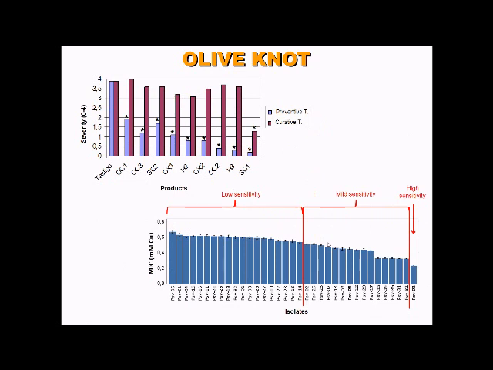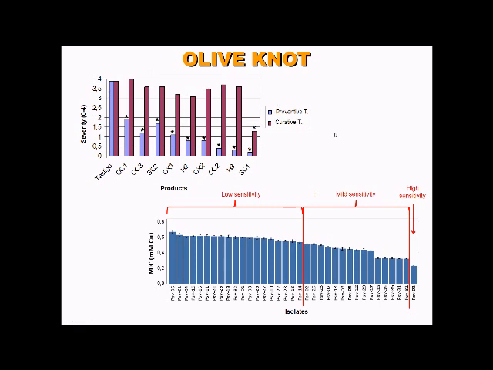In relation to olive knot, different experiments have demonstrated that most commercial copper products have a preventive effect when applied before infection, but they don't show any curative effect if they are applied after infection. Only CX1, a product that is pure copper sulfate, shows a curative effect, but it's not the usual. Commercial products don't show any curative effect.